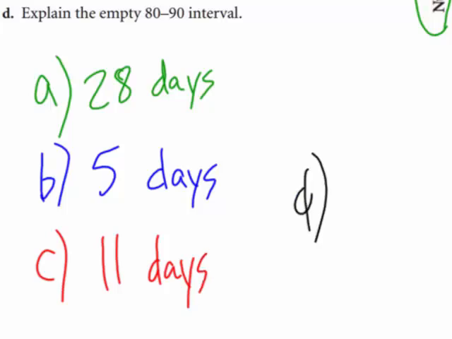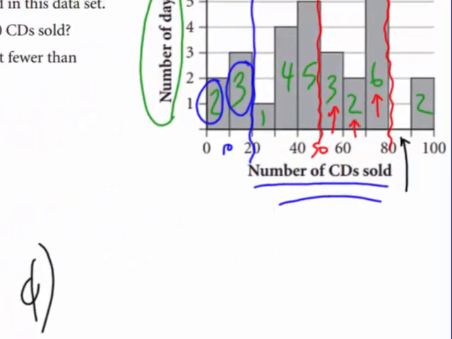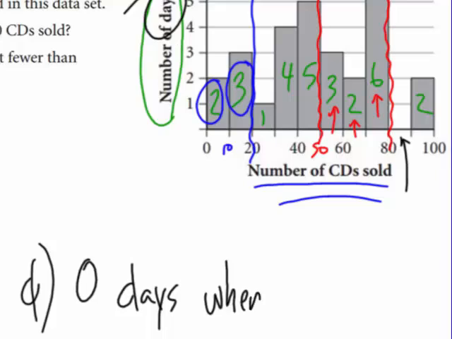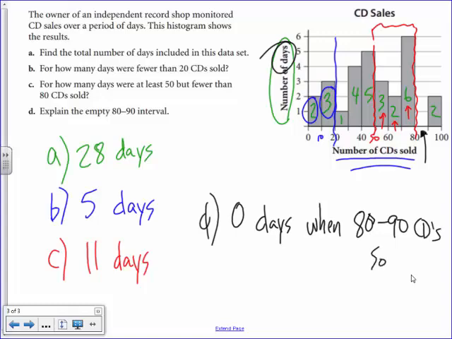And D, lastly, says, explain the empty 80 to 90 interval. What does that mean? There's nothing there. So that means there was what? 0 what? Look at your label. 0 days. There were 0 days when how many CDs were sold? Well, that interval represents what? 80 to 90 CDs sold. So no days existed when they sold in between that amount.